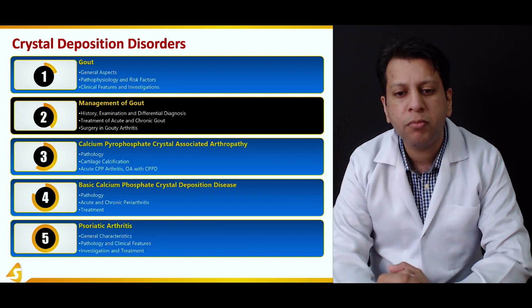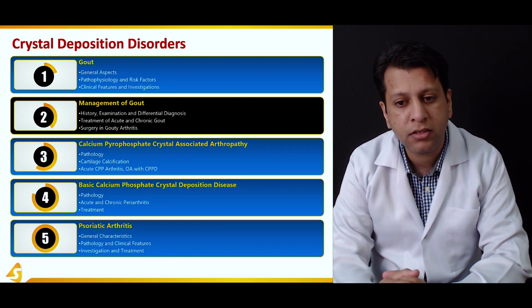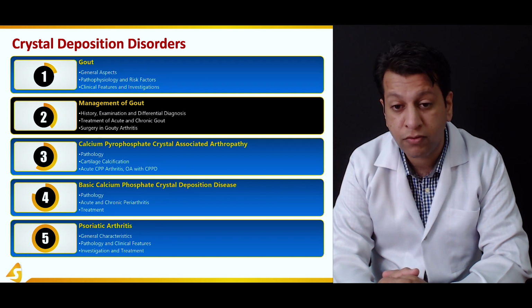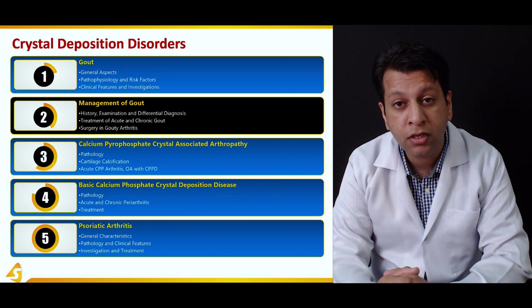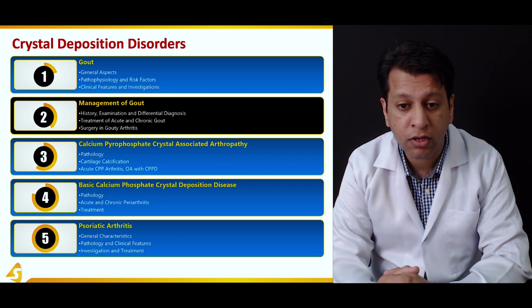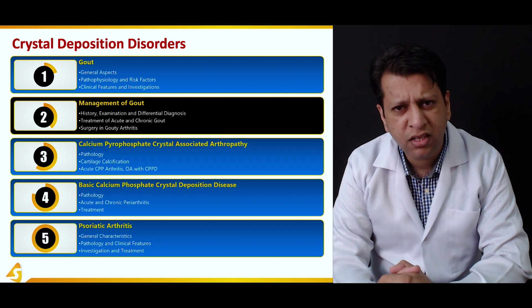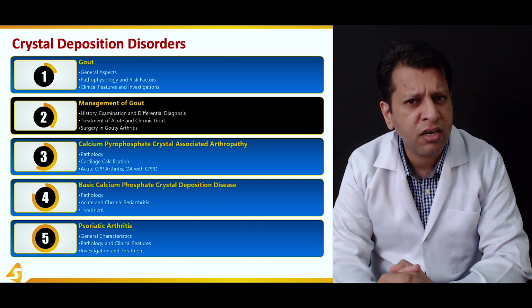In this section, we'll be going through the history, examination, and differential diagnosis of gout. What else we should be thinking about when we're dealing with patients of acute gout, treatment of acute and chronic gout, and are there any surgical options in gouty arthritis?